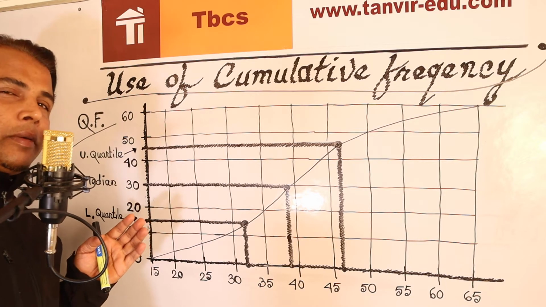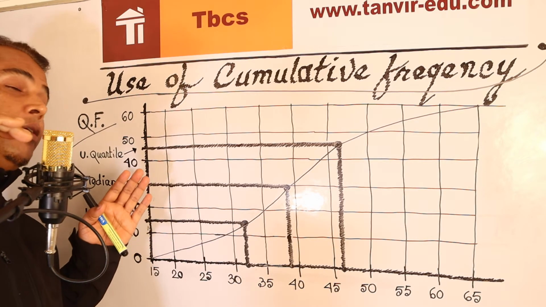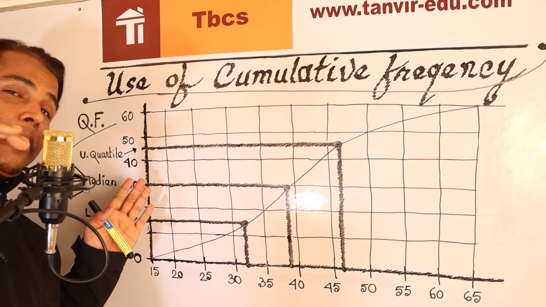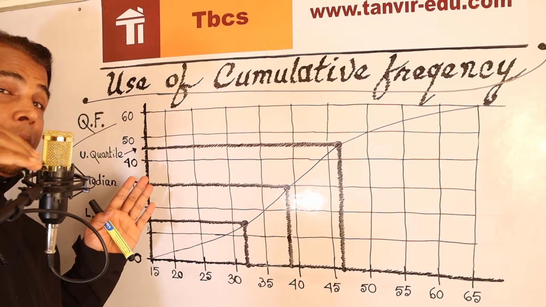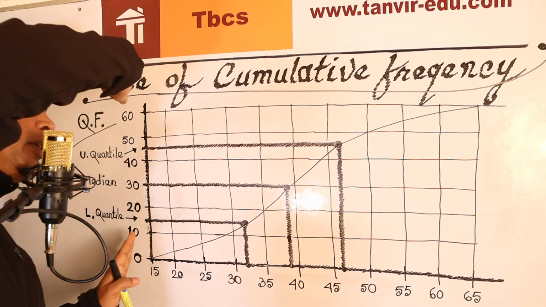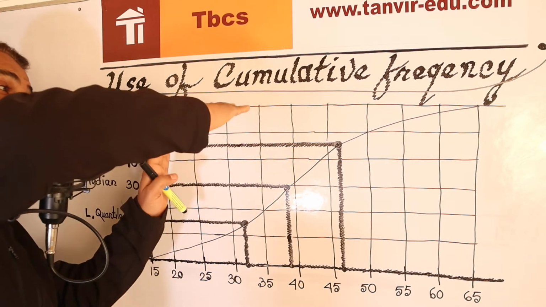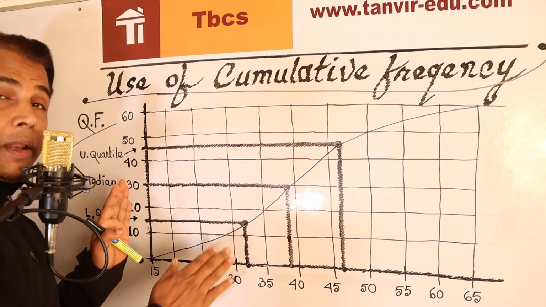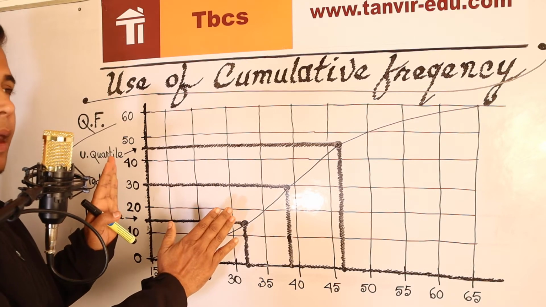In the last video, I explained how cumulative frequency could be made from the frequency. But in today's video, I'll explain how, from the cumulative frequency, the median, upper quartile and lower quartile can be found. Okay?